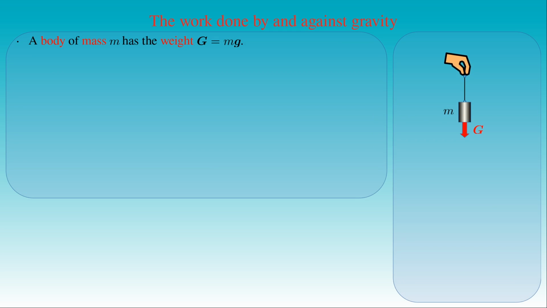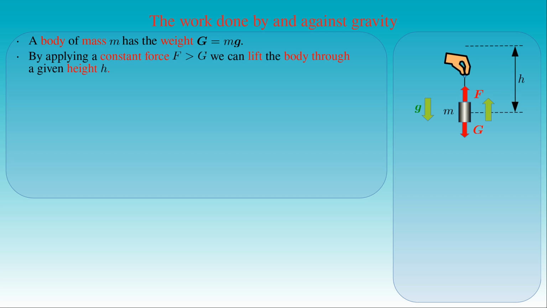Let us look at some examples of calculating the work done by different forces. In the first example we determine the work done by the gravitational force and the work done when a body is lifted. If a body has the mass m, then its weight G is given by its mass m times the gravitational acceleration g. By applying a constant force F greater than the weight G, we are able to lift the body through a given height h, and the work W done by the force F is equal to the magnitude of the force F times the height h.